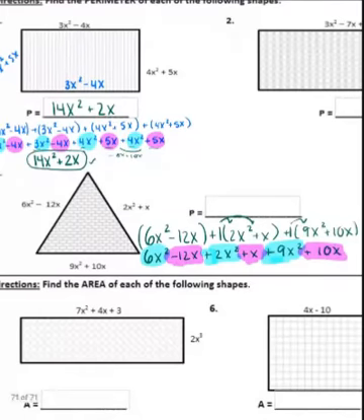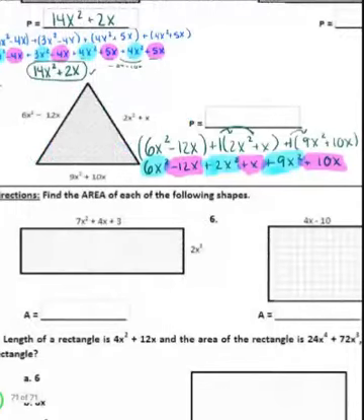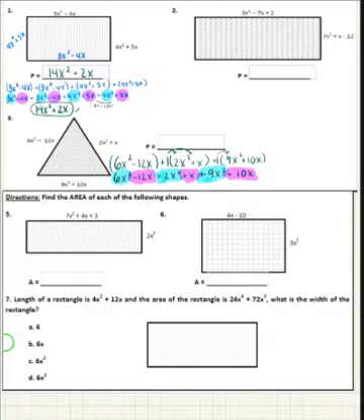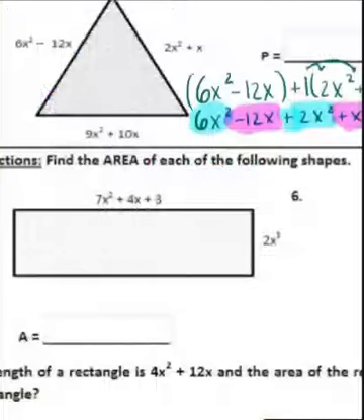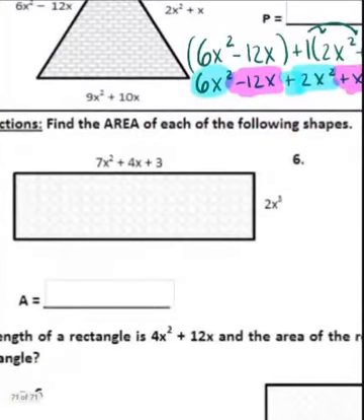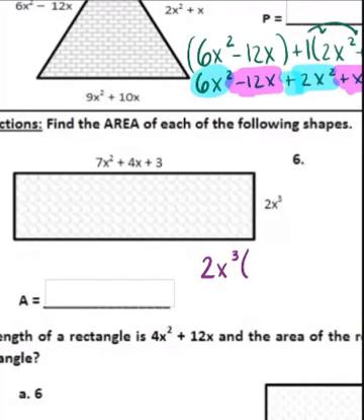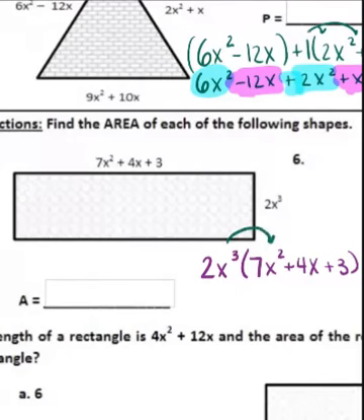For area, we'll do this one. When you find the area of a rectangle, you're multiplying the length times the width. So you are multiplying 2x to the third times 7x squared plus 4x plus 3. What that looks like is a little bit of distribution. You're going to multiply the 2x to the third times 7x squared. So 2 times 7 is 14.